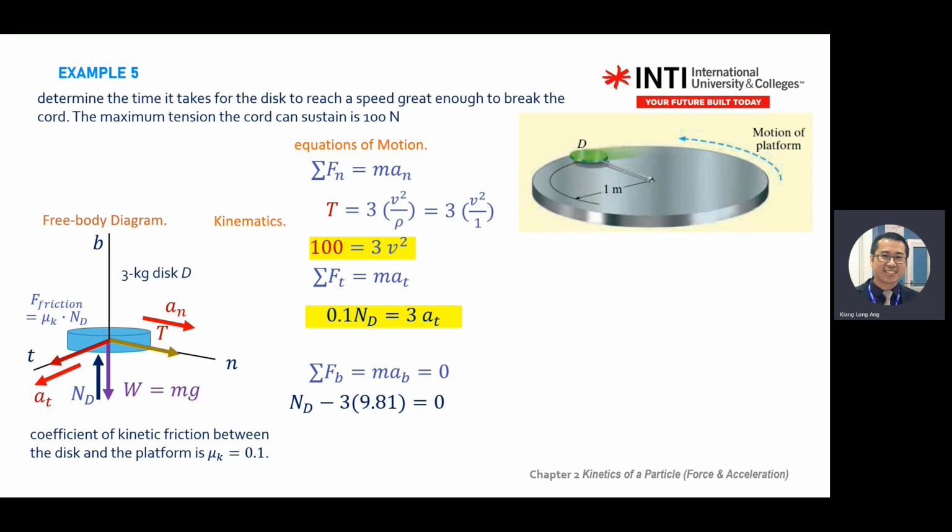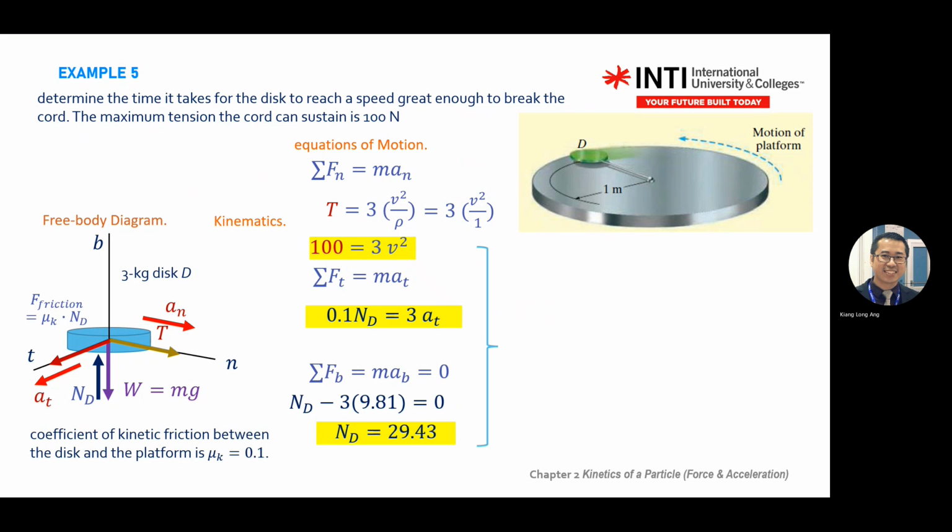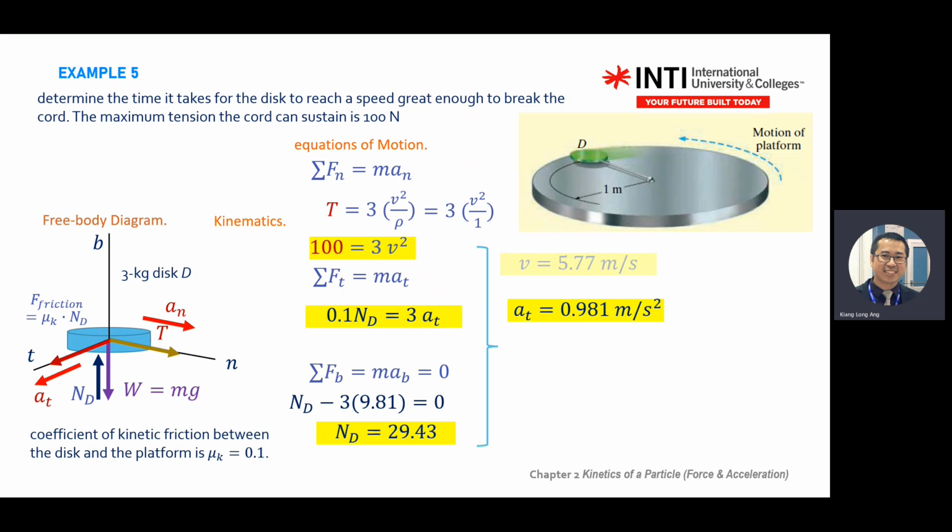B, you have ND, the weight, equal to MAB, which is 0 because the object stays in that position. So you find your ND equal to 29 Newton. This one, ND, substitute into the second highlighted equation, you get your AT. You get your AT, you can get your V. You can get the time it breaks. What is the time it will break?